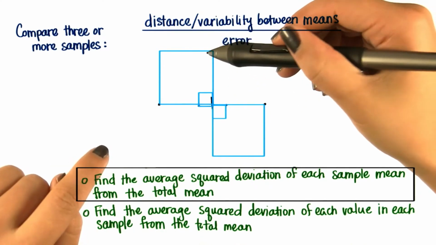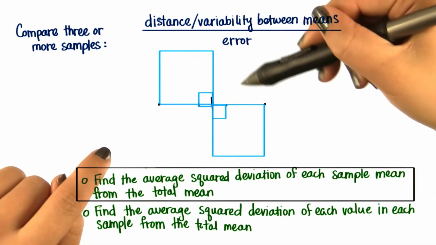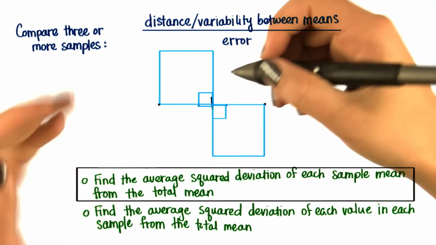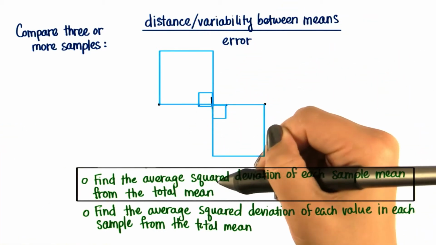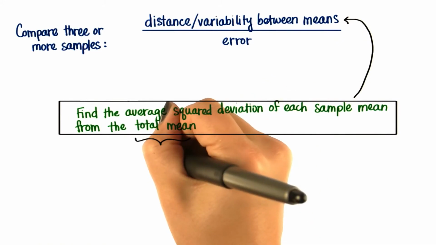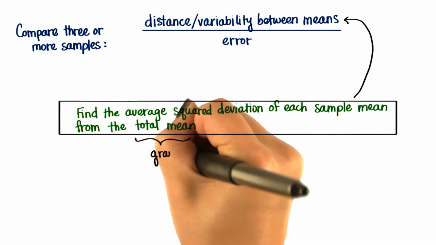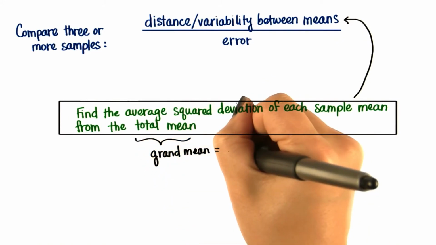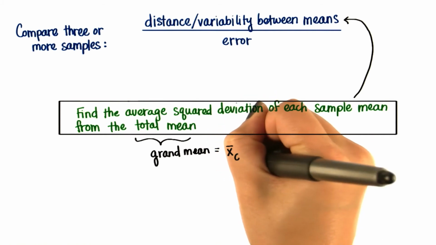For now, we're only concerned with the squared deviations of each sample mean from the total mean, the mean of all values from all samples. This total mean is called the grand mean in statistical terms. And we're going to denote this by x bar sub g.